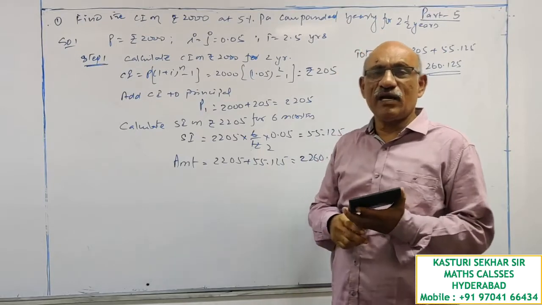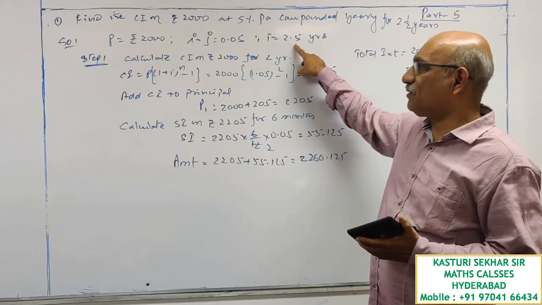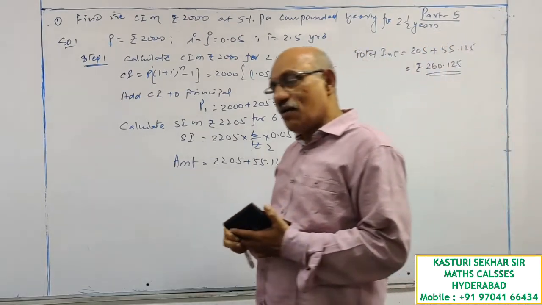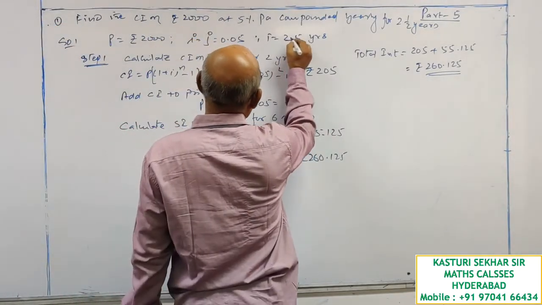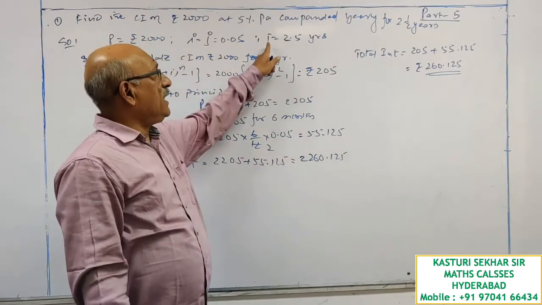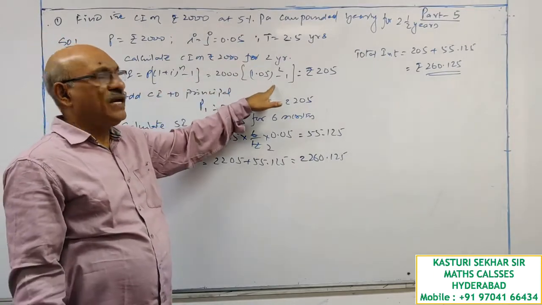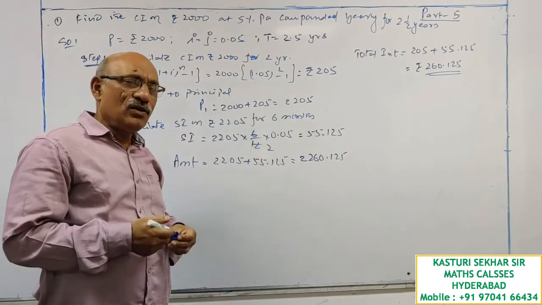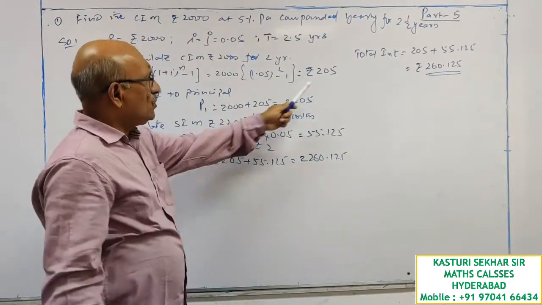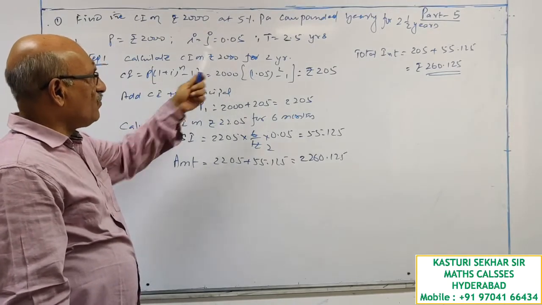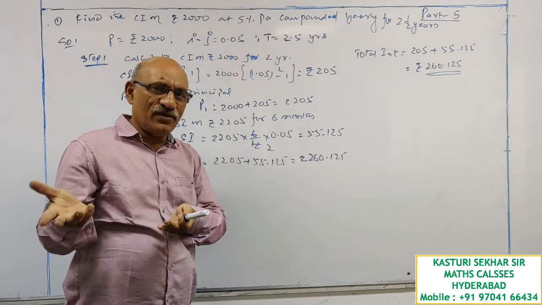This way you have to calculate compound interest when time is not a whole number. When time is not a whole number, how to calculate the compound interest? Look at this. In time, the integral part is 2 years. For 2 years, compound interest is calculated. And we know the concept of compound interest: interest is added to the principal. So 205 is added to the principal of 2000. Then I'll get 2205 as the principal after 2 years.